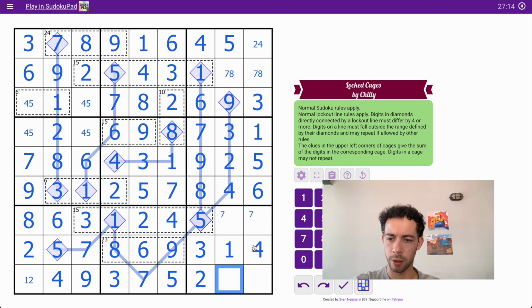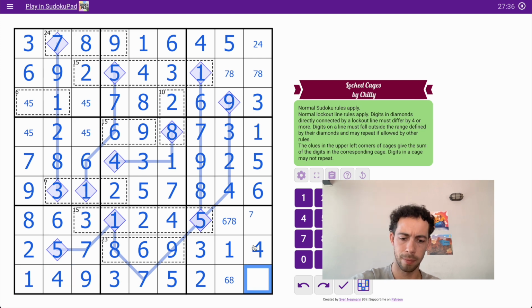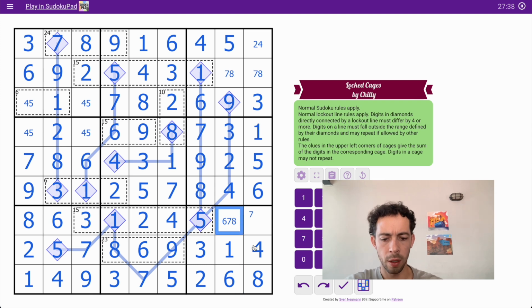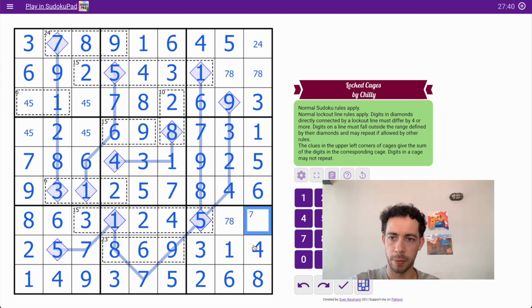Let's finish strong. 7 and 8. 7, 8. And what's our third digit? 1, 2, 3. It's gonna be 6. Okay. Let's pretend like that never happened. And then over here it's gonna be 7, 8. Wait a second. What?